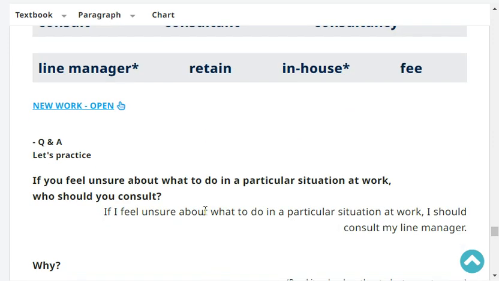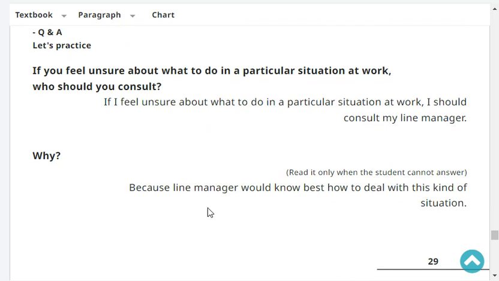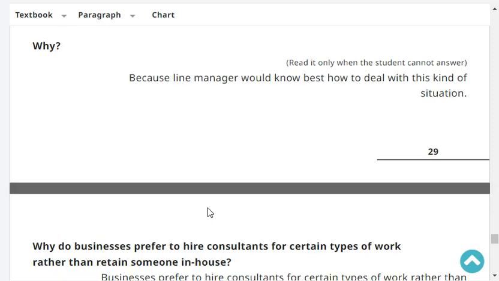Okay, if you feel unsure about what to do in a particular situation at work, who should you consult? If I feel unsure about what to do in a particular situation at work, I should consult my line manager. Why? Because the line manager gives us the correct way to do the job. Very good. They know what to do.